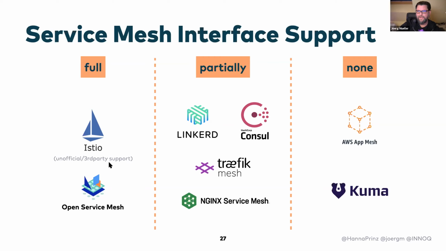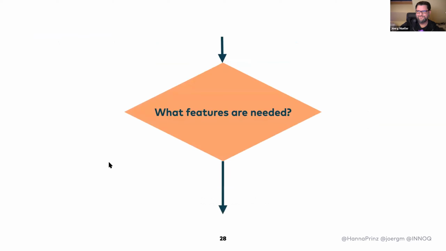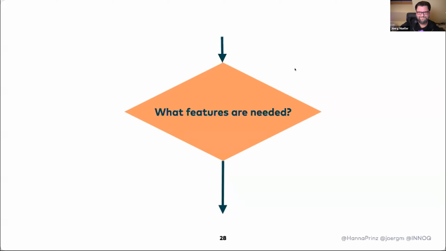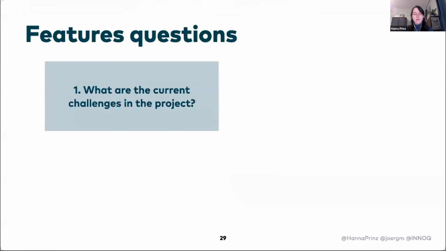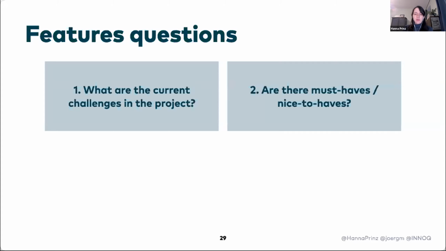Okay, so with that, I would like to hand over to Hanna to talk about what features are needed, for instance. Yeah, so the question you will ask yourself when you decide about a service mesh is, what features do I need, or what features does the service mesh provide? And what we recommend as questions is, first of all, what are current challenges in your project? Because some features you might want, but maybe some challenges are more pressing in your project, and you should focus on those. And also, I would think about what are things that I would like to have if I can have them, and what do I really, really need?